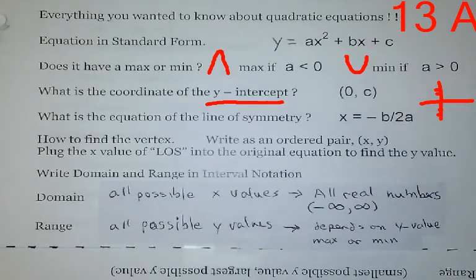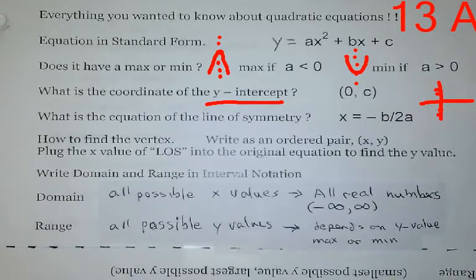The line of symmetry is the line that cuts a parabola in half. Now remember, every parabola is symmetric. So if I have a line right down the middle of this parabola, that's the line of symmetry. So the line of symmetry cuts the parabola right in half. And then we can find the vertex. Now it's not as easy as it was in vertex form.